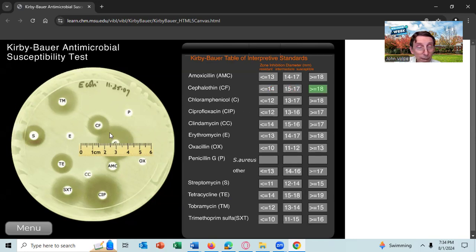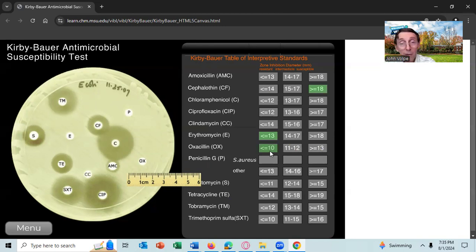All right. And then for erythromycin, I don't even have to put it there because there's no zone of inhibition on E for erythromycin. So we'd say the zone of inhibition is less than 13 millimeters. So once again, it's sensitive. I'm going to get the next one wrong. Oxacillin, I'm going to say it's 11 to 12, and it's an X. 13, also an X, so it's less than 10, the zone of inhibition. All right, so that's how you do this.